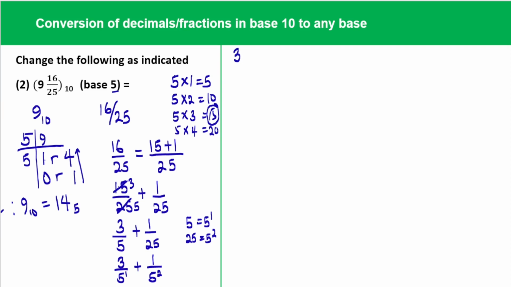Now the next step will be to separate the numerator and write the numerator of each. So for the first term, this 3 over 5 to the power of 1 can be written as 3 times 1 over 5 to the power of 1, because 3 times 1 is the same as the 3 we have here. Then plus this also can be written as 1 times 1 over 5 to the power of 2.